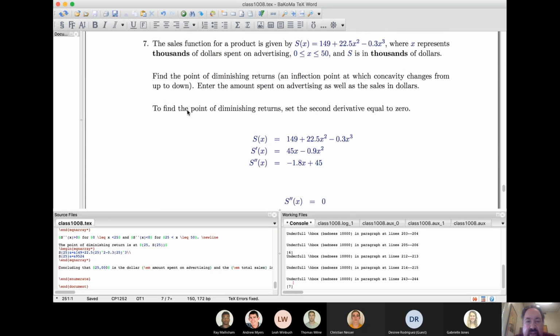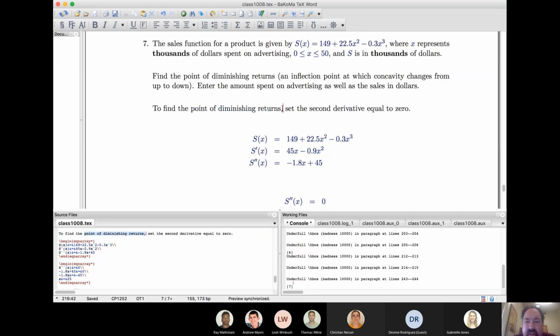All right, so keep in mind, when it asks for point of diminishing returns, that's when we have an inflection point. Concavity is changing from up to down.